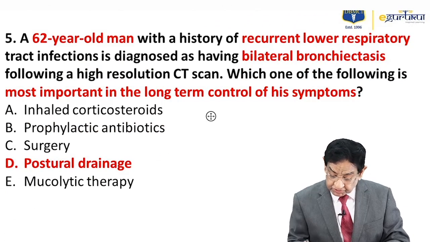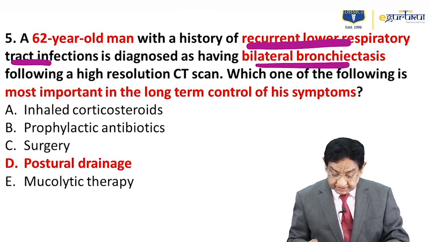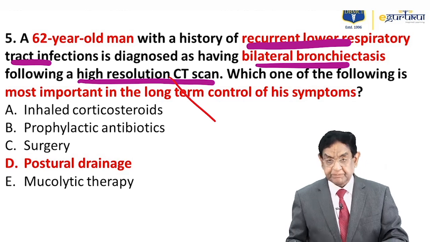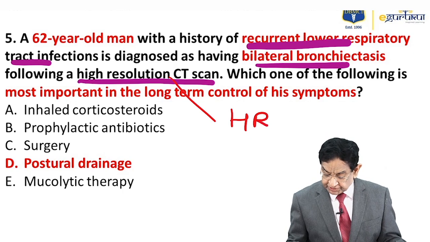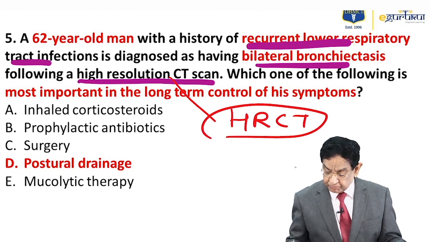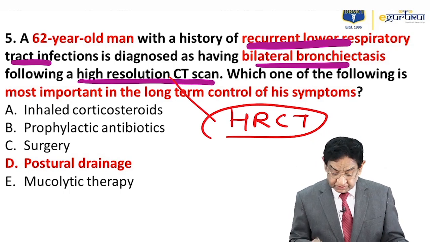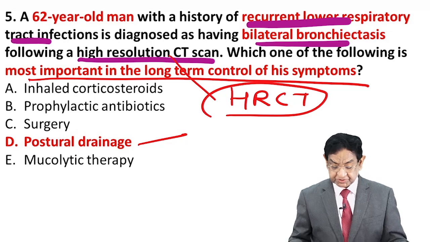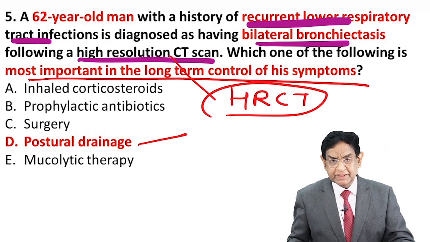A 62-year-old man, recurrent lower respiratory infection, bilateral bronchiectasis shown by HRCT. Again, one more question for you. The best investigation to diagnose bronchiectasis is high resolution CT scan. It is the most important test to diagnose a case of bronchiectasis. So what is the most important way to control it long-term? Postural drainage. Now you know the importance. The single most important is postural drainage.